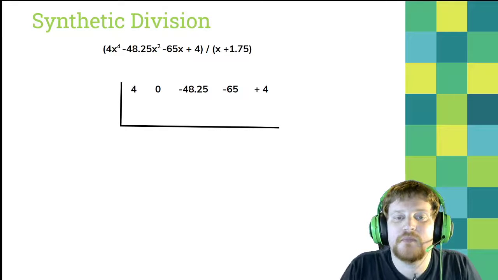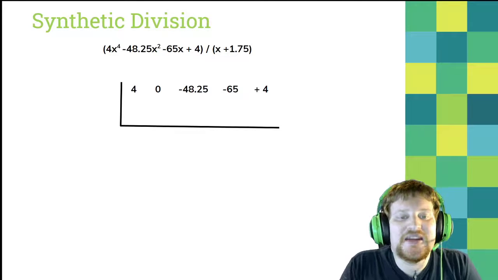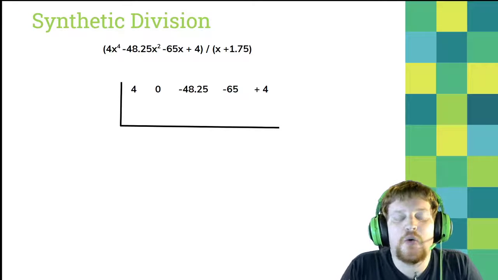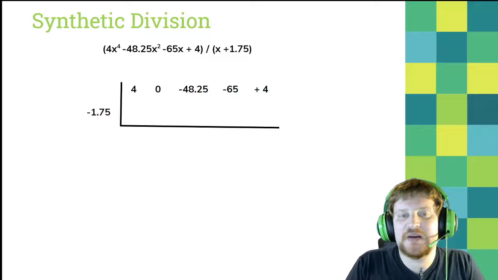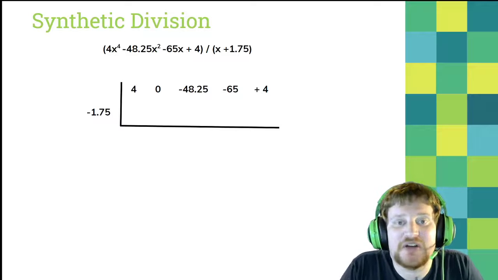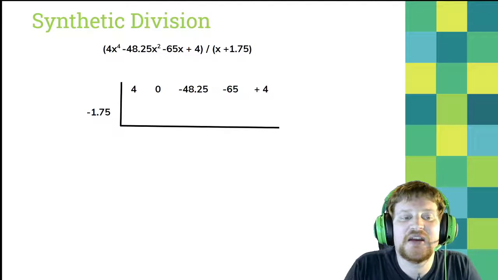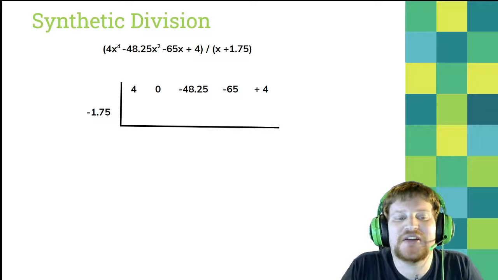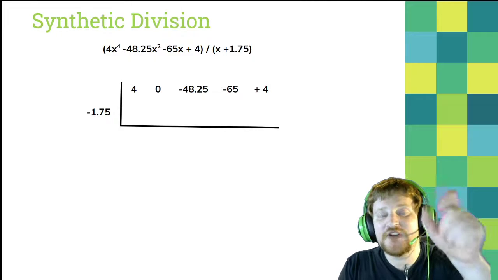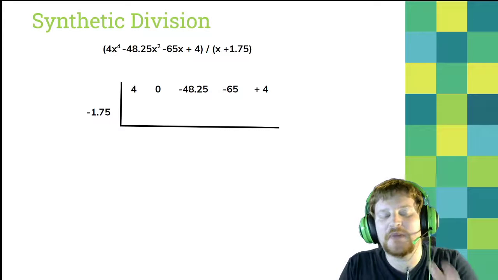underneath them. Now I'm dividing this by x plus 1.75. But the number that I'm going to put on the outside here is actually the opposite of that. So instead of putting plus 1.75 on the outside, I'm going to put negative 1.75 on the outside. Now here's the really cool part about synthetic division. Watch the process here. I'm going to take my first number, in this case 4, and I'm going to drop it straight down.